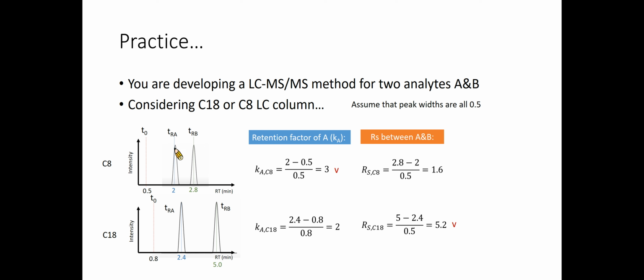T0 is the retention time of the solvent peak, and TRA and TRB are the retention times of analytes A and B. For the C8 column, the solvent peak arrives at 0.5 minutes, where TRA and TRB are 2 and 2.8 minutes respectively. According to the equations introduced in the previous slides, the analyte A's retention factor is 3, and the resolution value between the analytes A and B is 1.6, which is close to the baseline resolution.